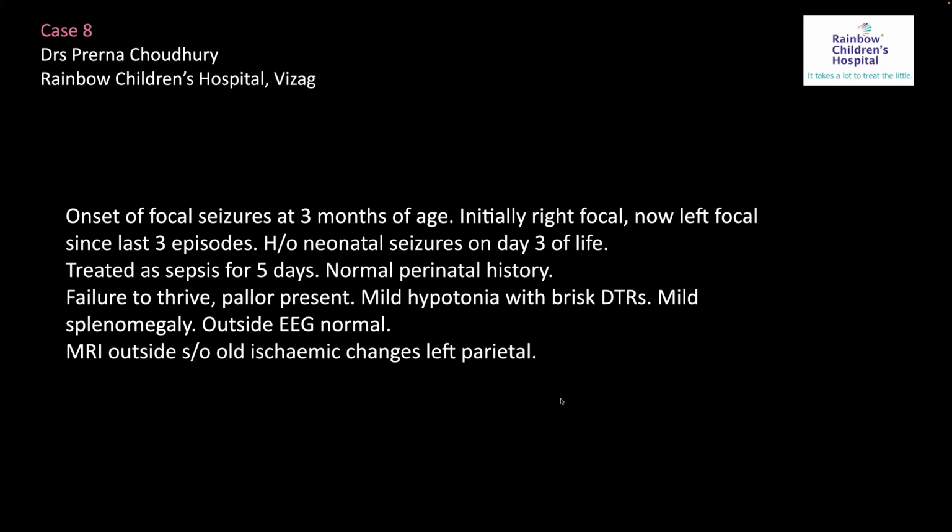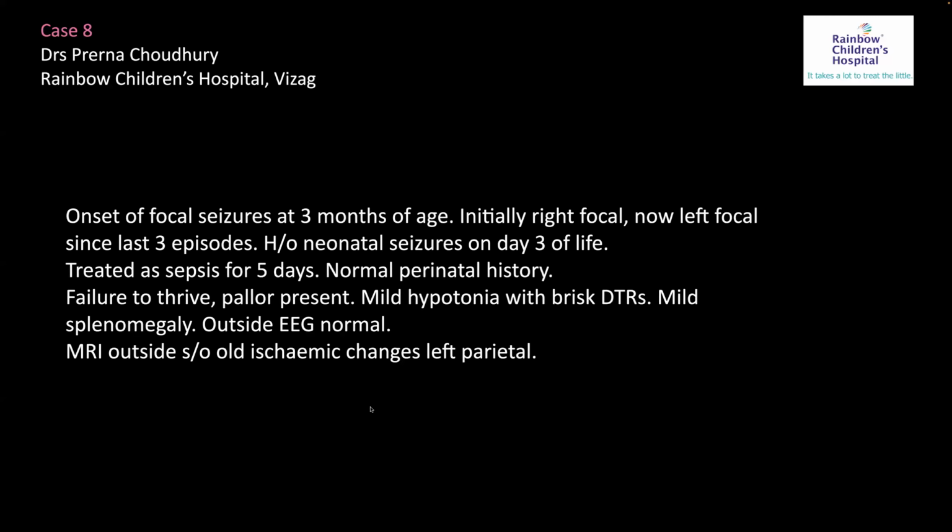Perinatal history was normal. However, this child has failure to thrive. He's only about 5 kilos at 1.5 years. Significant pallor is there. There's some central hypotonia and the reflexes are brisk. There's mild splenomegaly. Outside EEG was normal. There are no neurocutaneous markers. Otherwise, the child is not syndromic. MRI done outside suggested there were some old ischemic changes in the left parietal, and so it was treated as a complication of neonatal meningitis or meningoencephalitis.